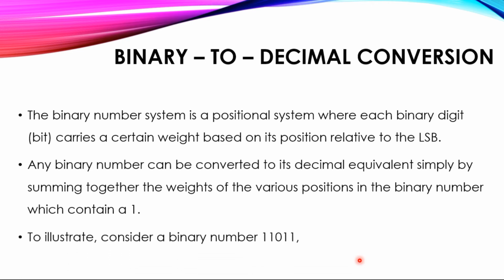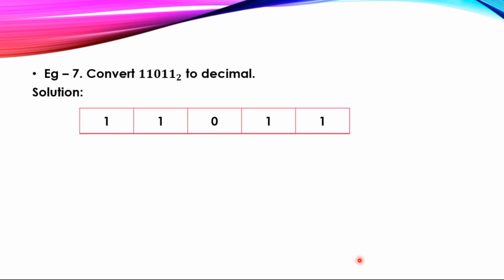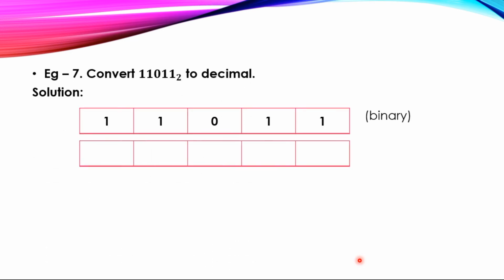To illustrate, consider an example. Now we will see one example. The binary number is 11011. We'll see the solution. Now this is the binary number. So here add positional weights. I'm going to add the positional weight.